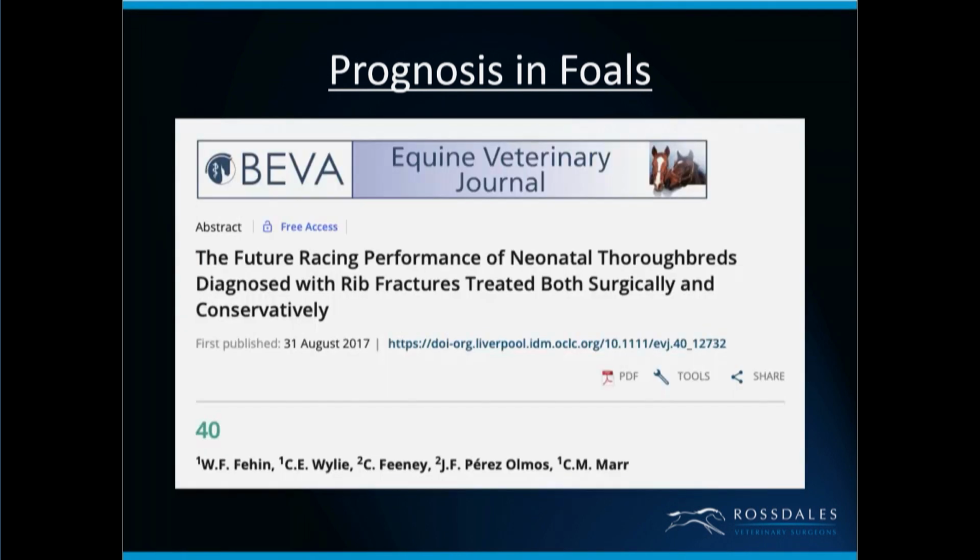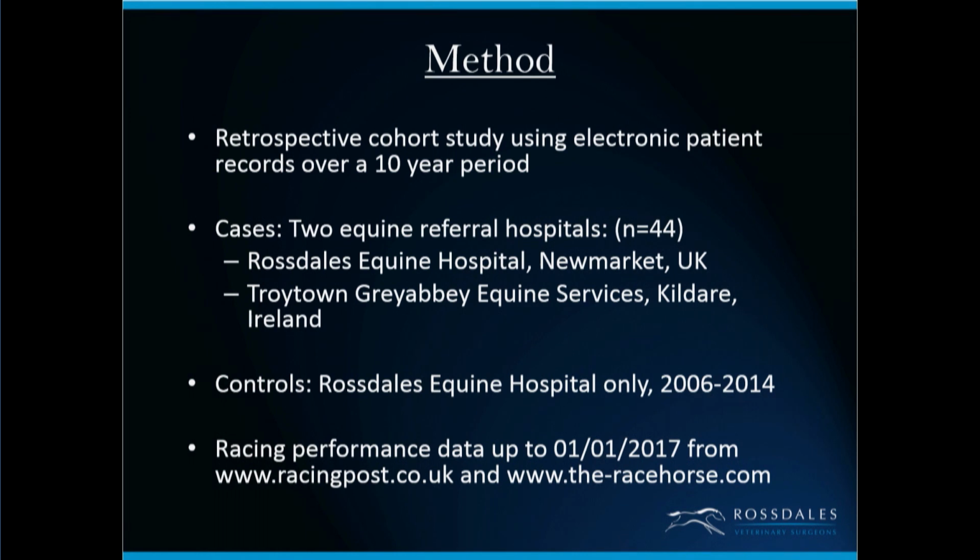When I was an intern here, I presented this at BIVA. We looked at the future racing performance of neonatal thoroughbreds that were diagnosed with rib fractures in the hospital, and they were either treated surgically or conservatively. Over a 10-year period, we got the cases from ourselves here at Rossdale's and from Three Counties in Kildare, and then we compared this group to a group of controls of other foals admitted to the hospital without any rib fractures. The racing data was obtained from the Racing Post and racehorse.com.